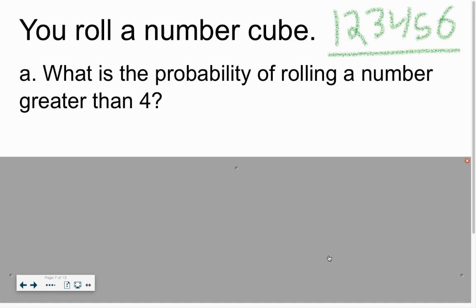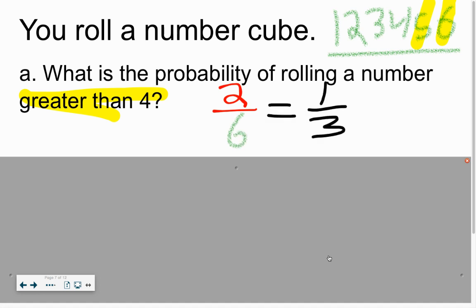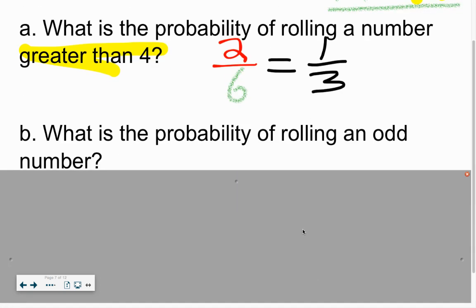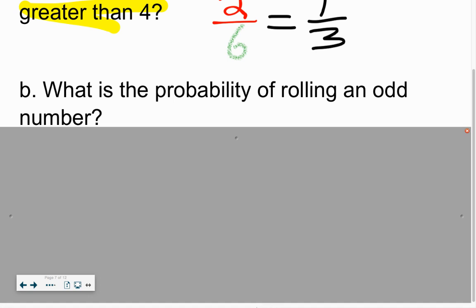When we look at that, what's the probability of rolling a number greater than 4? Our favorable outcomes. How many of them are greater than 4? There are 2 out of a total of 6. 2 out of 6 total possibilities, which again, because it's a fraction, needs to be simplified down to 1/3. If you would like to, again, down here, write out the possible outcomes, you can do that.